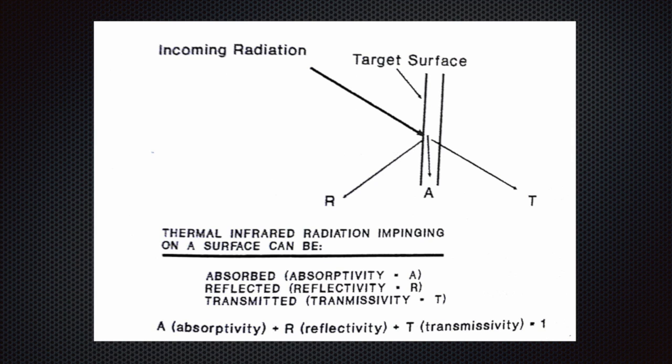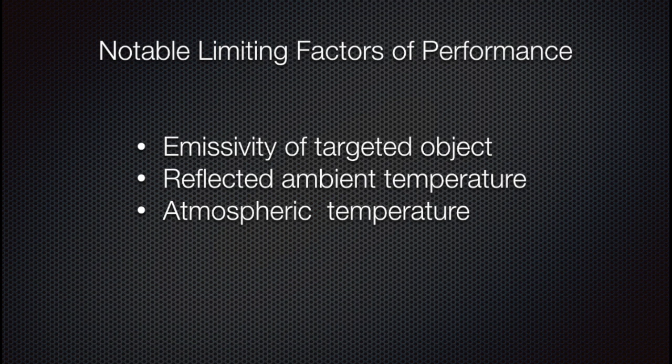The other source of error is energy dissipated in the atmosphere. This source of error is much more difficult to remove unless the thermograph is used in a vacuum. There are many factors that limit the performance of infrared cameras, the most significant of which are the emissivity of the targeted object, the reflected ambient temperature, and the atmospheric temperature.